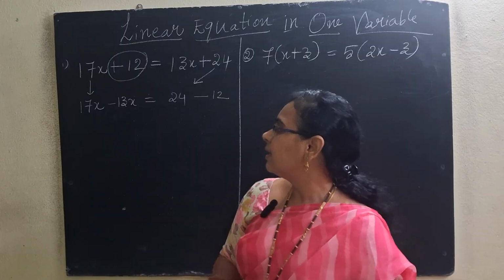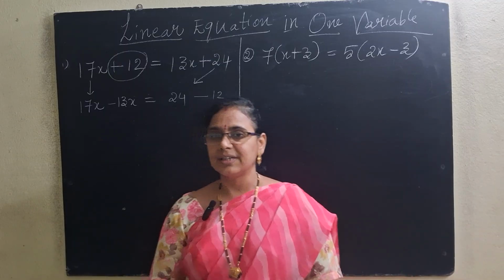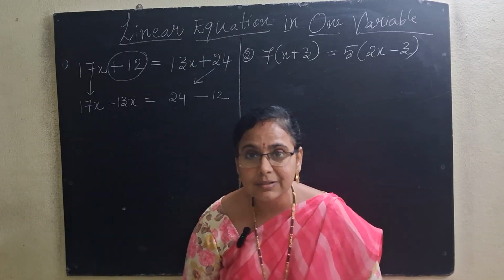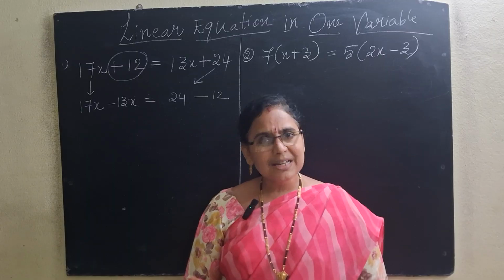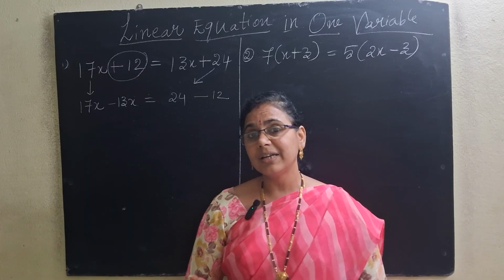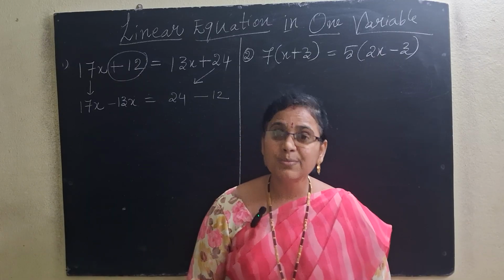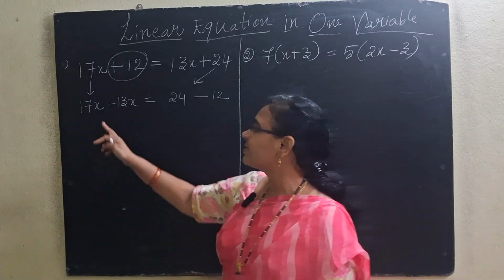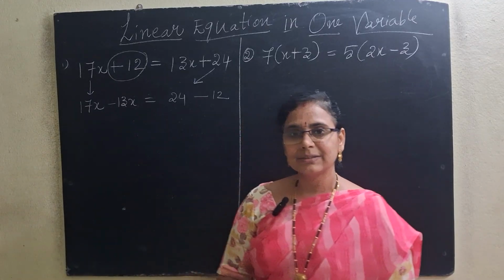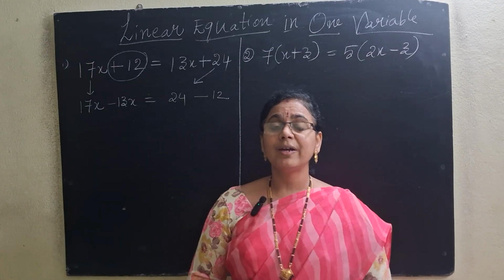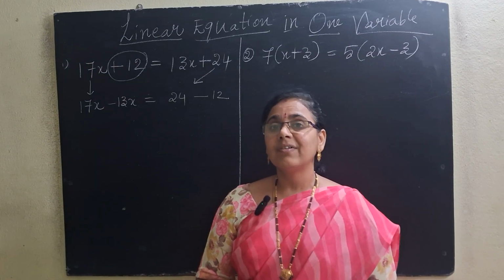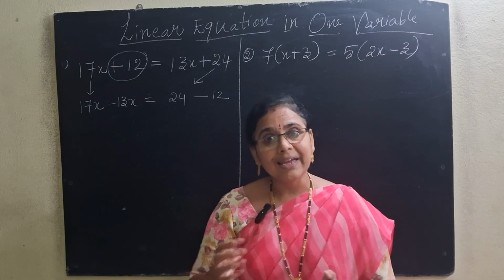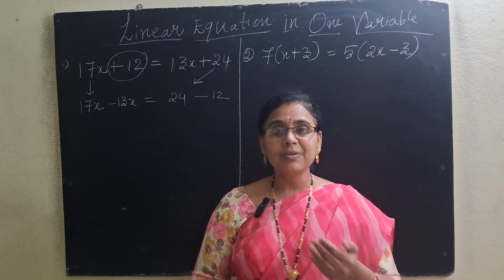Come to here. Here 17x minus 13x. Already you know they are like terms. Are they like terms? Yes, they are like terms. What do you mean by like terms? Terms having the same variables. Here we observe the same variable, x. So we can simplify. Why? Because they are like terms. 17x, 13x. Both are x terms. That means they are like.